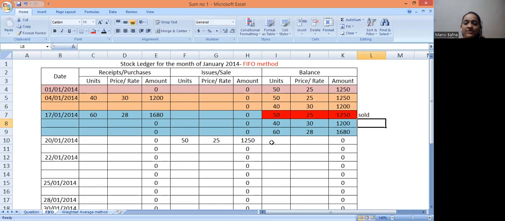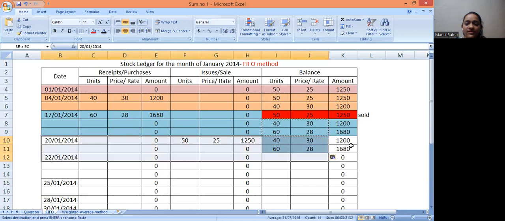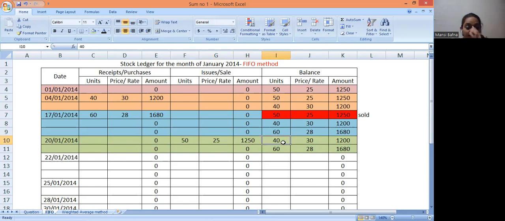And after that, you will be left with balance of 40 units and 60 units. So your transaction on 20th of January will be something like this. Your complete transaction will look like this, where you have sold 50 units at the rate rupees 25 each, and the total value of the transaction is 1250. After that, you have a balance of 40 units at the rate rupees 30 and 60 units at the rate rupees 28 each. So this is your balance transaction. I hope this is clear to you all.